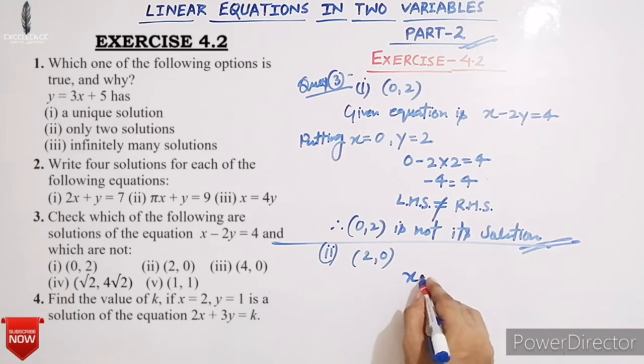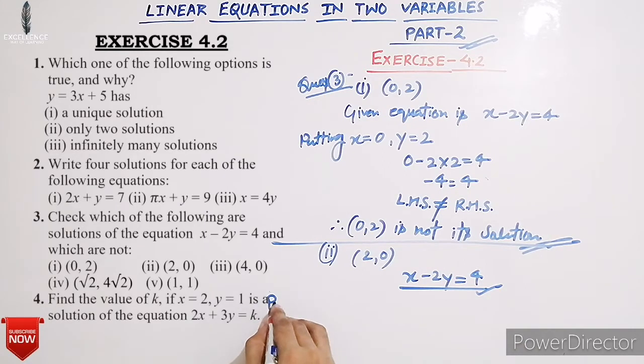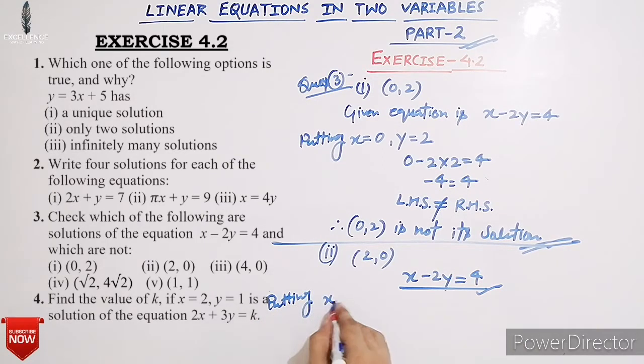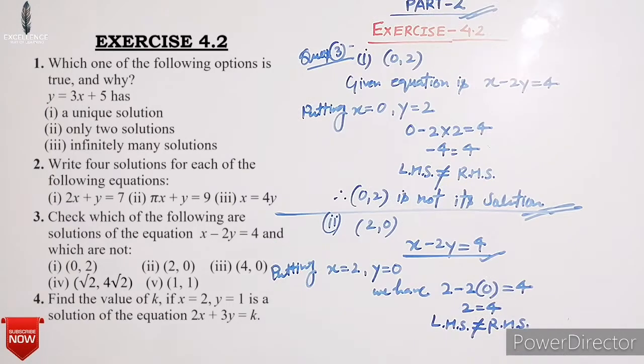Now next, here (2, 0). The given equation is x minus 2y equals 4. Now putting x equals 2 and y equals 0 in this equation, we have 2 minus 2 into 0 equals 4, so we have 2 equals 4. Here LHS does not equal RHS, so (2, 0) is not its solution.